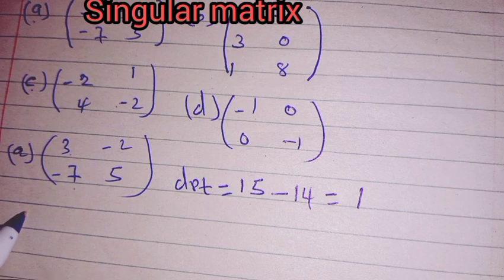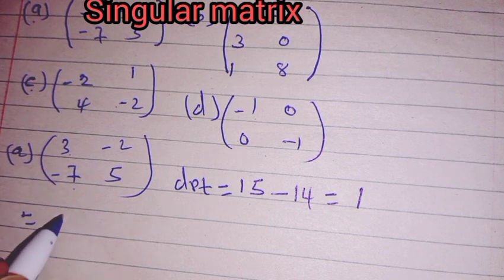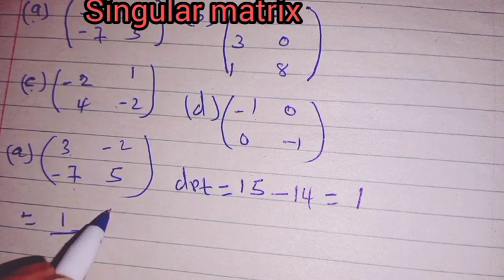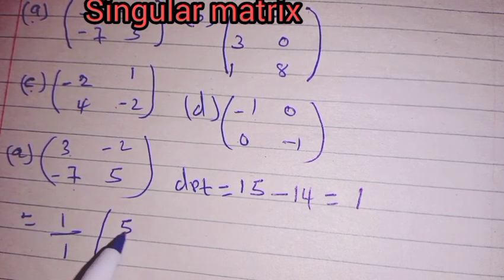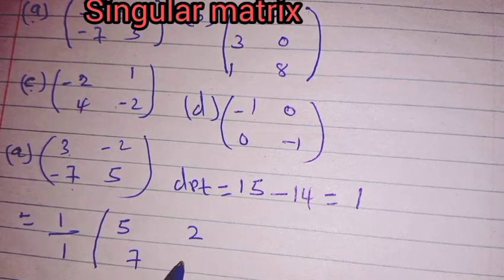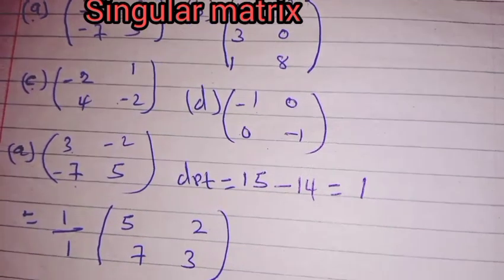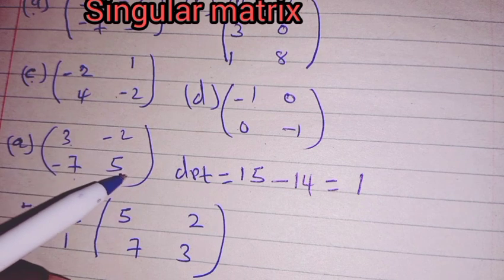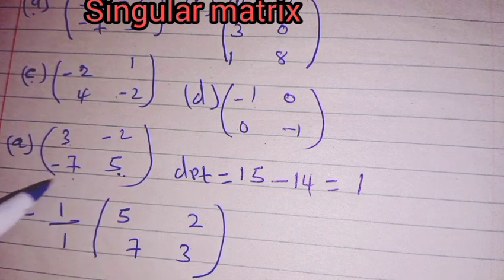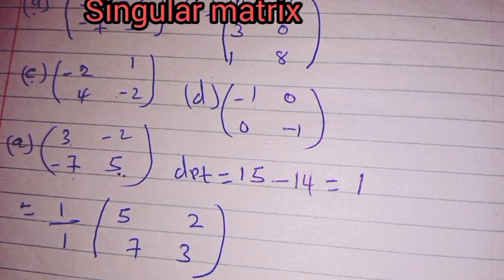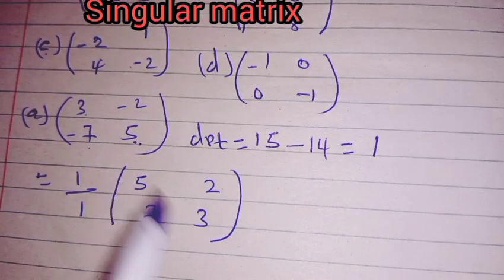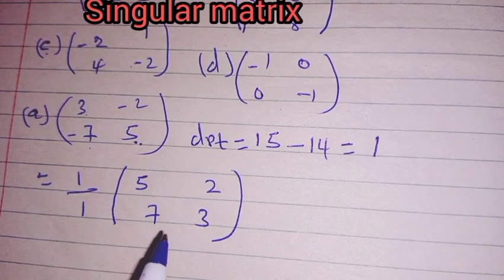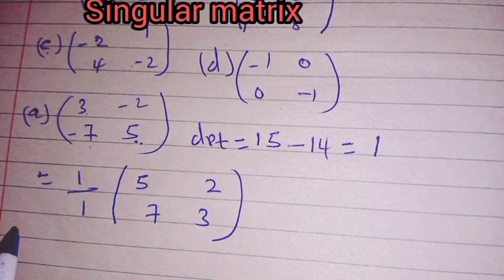So the inverse of A will be given by 1 over 1, times the matrix with changed elements: 5, 2, 7, 3. So to get the inverse, what you do is switch the elements on the main diagonal. Where you have 5, you write 3, and where you have 3, you write 5. Then you change the signs on the other diagonal as shown there. So this matrix has got an inverse, because the determinant is not equal to 0.